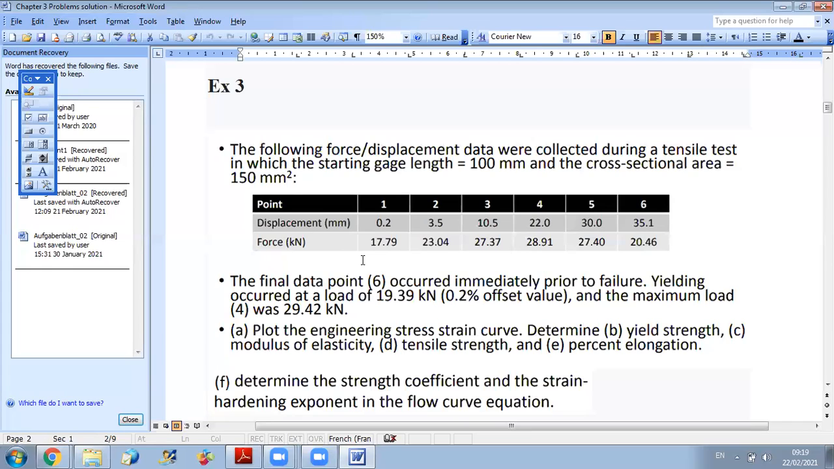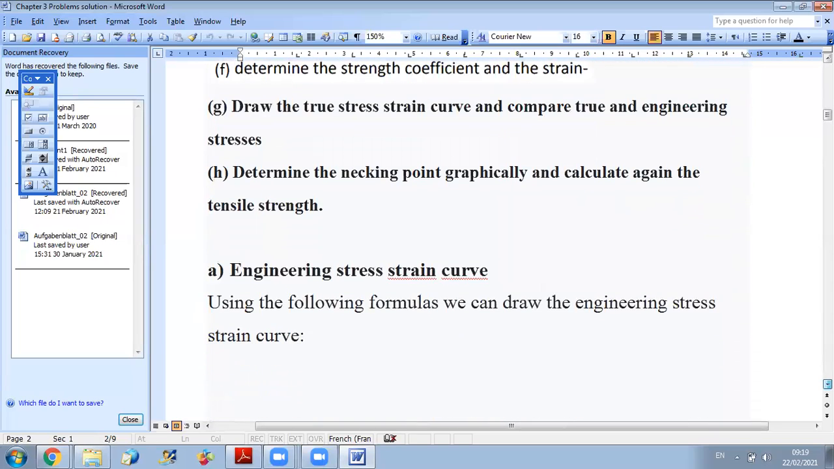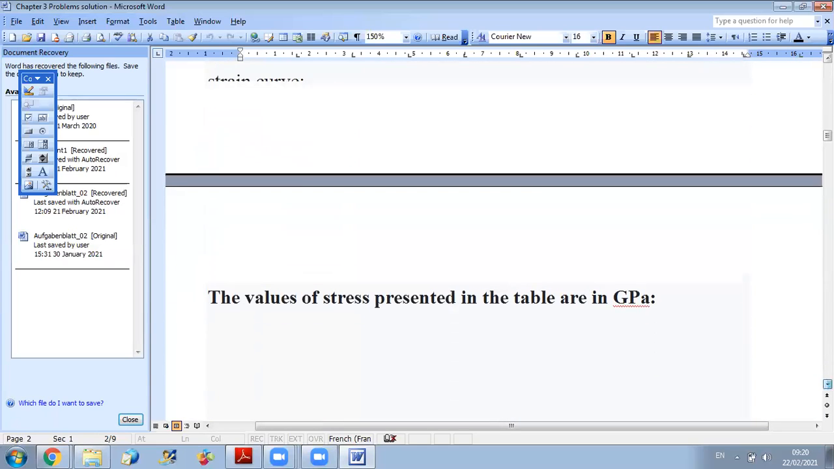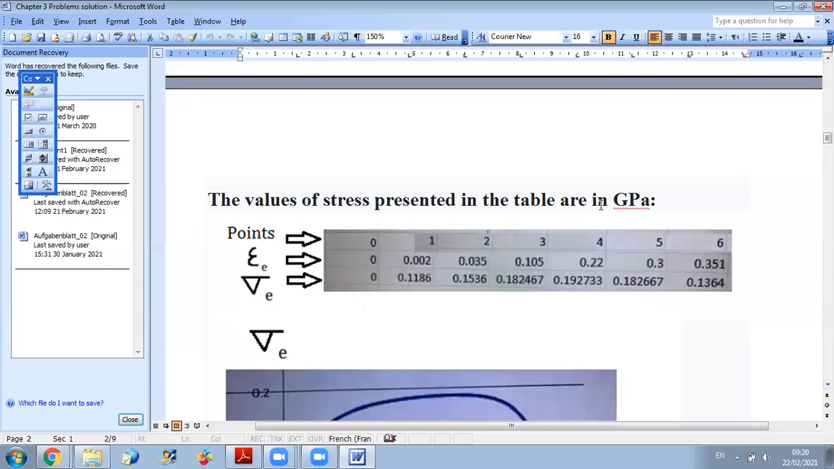Okay, so now first I will do the calculation. Here you have a table showing the calculation for the engineering stress, F over A0. It will give you the following values. Here they kept F in kilonewton and A in millimeter square to get sigma in gigapascal. In case you converted the force to Newton, you will get, for example, 118.6 at point 1, which is in megapascal in this case.